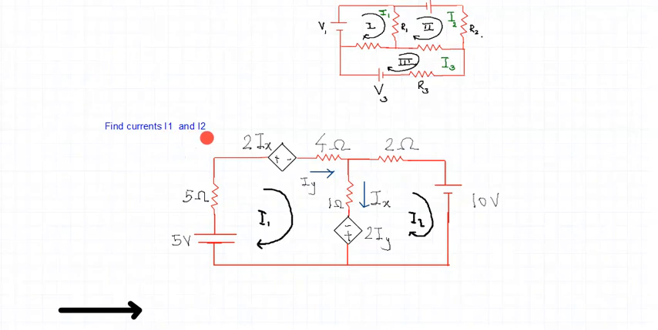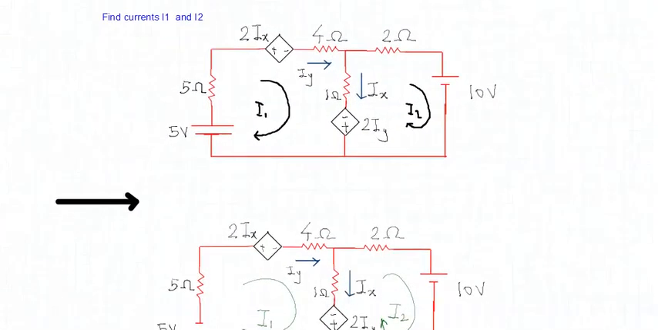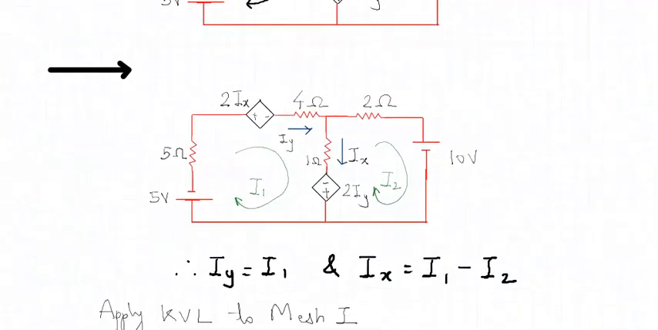The problem says that you find the currents I1 and I2. So what is the very first step we need to do? If we are going to apply mesh analysis, the very first thing that we need to do is identify the loops, or identify the number of loops. So how many loops are there here? There are two loops. This is my first loop and this is my second loop.